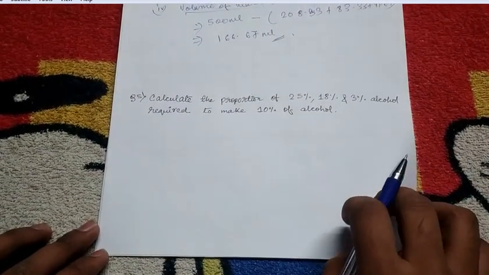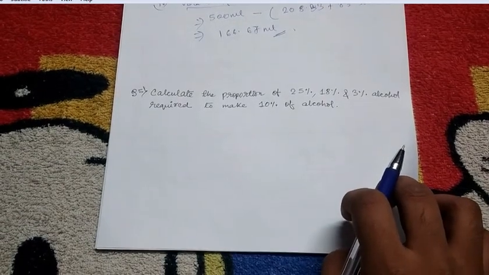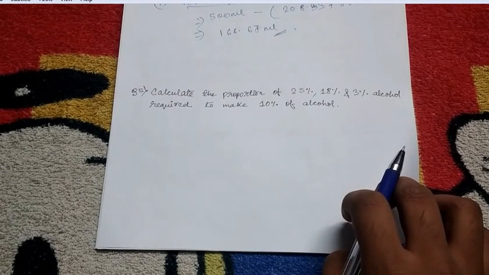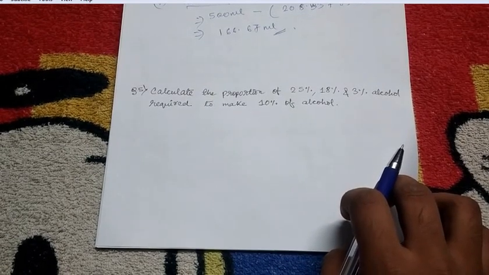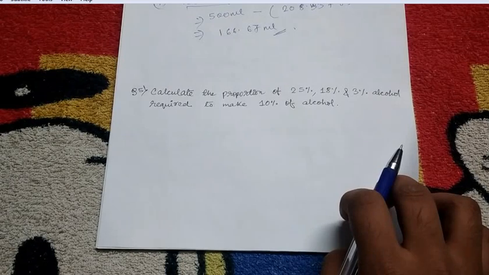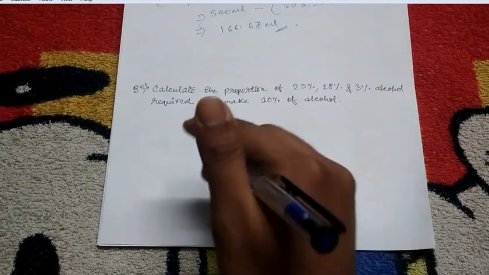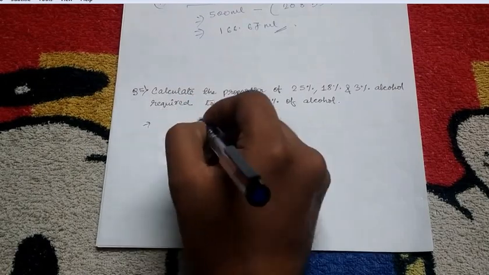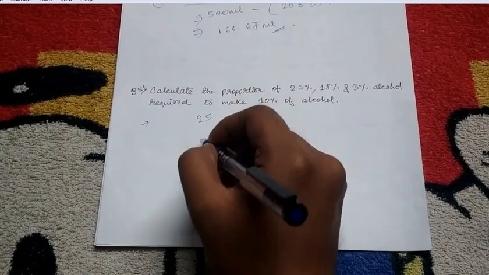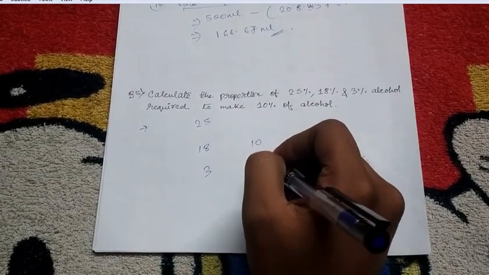Now the last question from allegation method is calculate the proportion of 25%, 18%, 3% alcohol required to make 10% of alcohol. Again, no fixed volume is given for the requirement, but there are 3 percentages of alcohol, no water. So in this case, a little bit of change is there. That is, first is 25, then 18, then 3, and we have required percentage, that is 10.